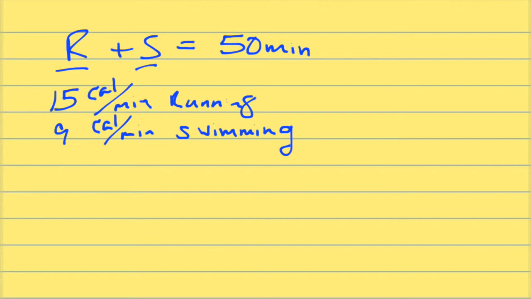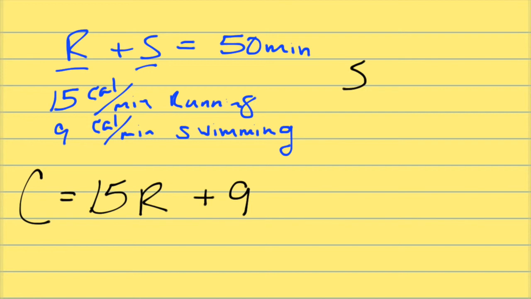So let's start by setting up an equation. I want to know how many total calories I burn. Now I'm going to burn 15 every minute for running, and R is running. And I'm going to burn 9 calories every minute for swimming. But let's think about this. If I spend 50 minutes total exercising and R is spent running, what's left for swimming?